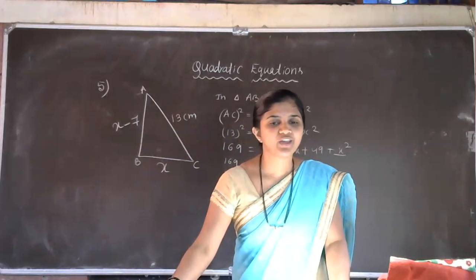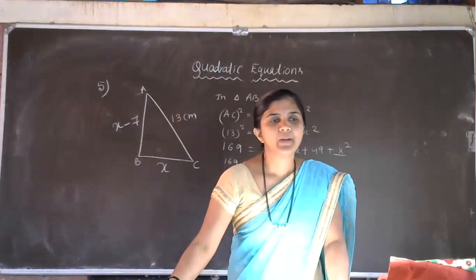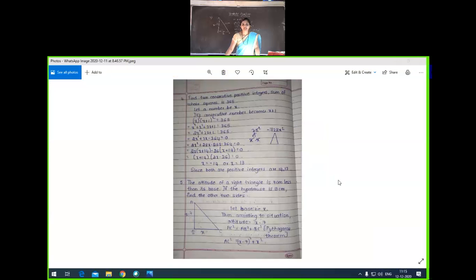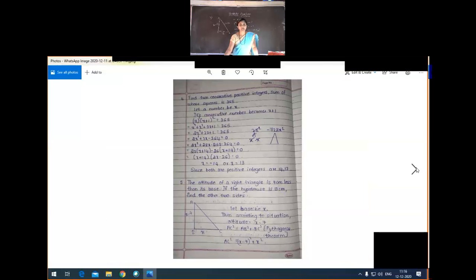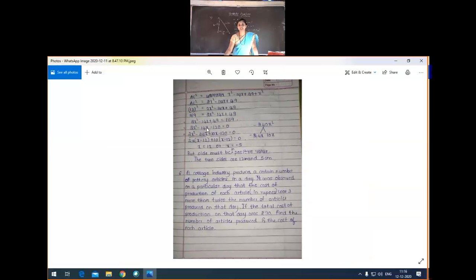Is that clear? Now again I'll move back to the sharing page. See here, the altitude of a right triangle is 7 centimeter less than its base. The hypotenuse is 13. See here, base we are considering x, then altitude is x minus 7. Pythagoras theorem, we have completed this. Now 2x square minus 14x minus 120 is equal to 0. Then you just continue the problem by applying the splitting the middle term method.